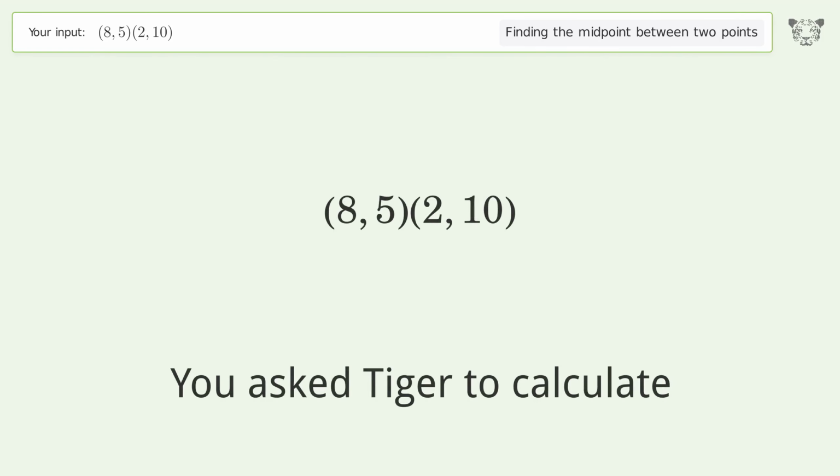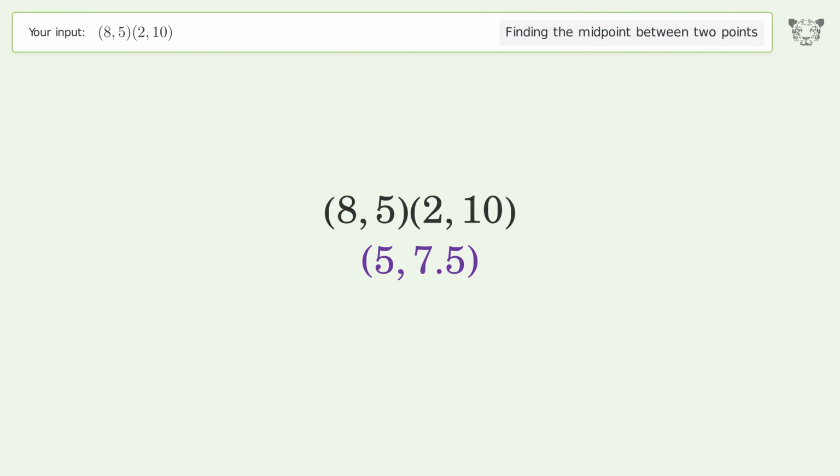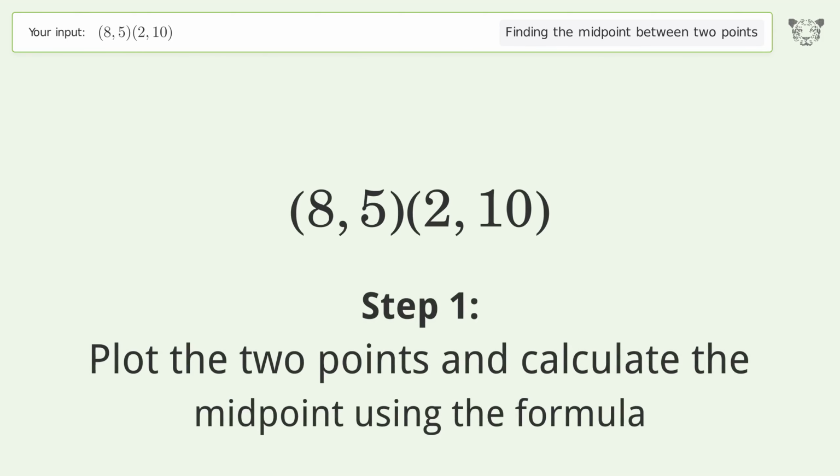You ask Tiger to calculate. This deals with finding the midpoint between 2 points. The midpoint between the 2 points is 7.5. Let's solve it step by step. Plot the 2 points and calculate the midpoint using the formula.